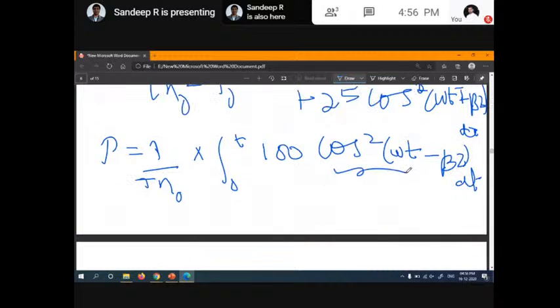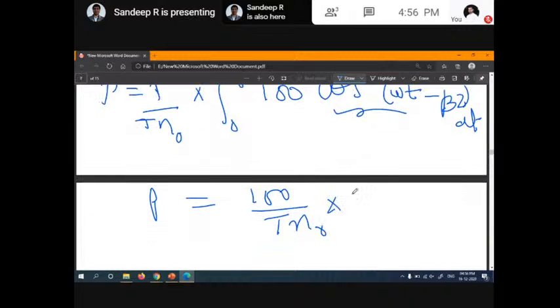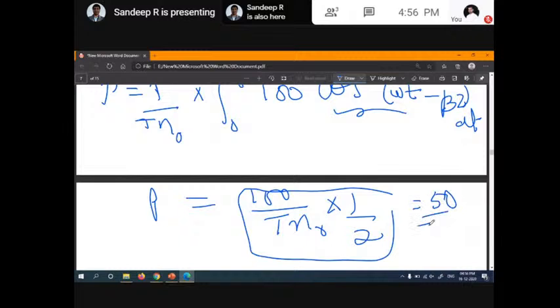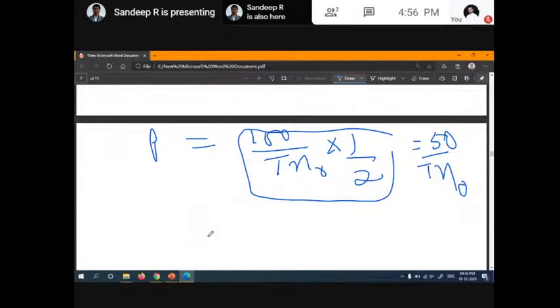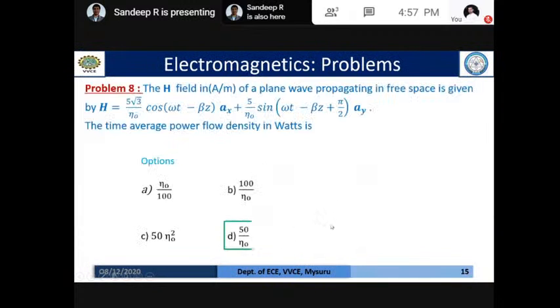Again you can expand this, cos square is 1 plus cos 2t over 2. So finally you will get 100 by T eta naught, and when you expand this you get a factor of 1 by 2. So from this you'll get 50 by T eta naught. This is the value of the average power, and that is the last option. The time period, when you integrate it, gets cancelled. So the final answer is 50 by eta naught. This is the time average power flow density which you have to calculate.